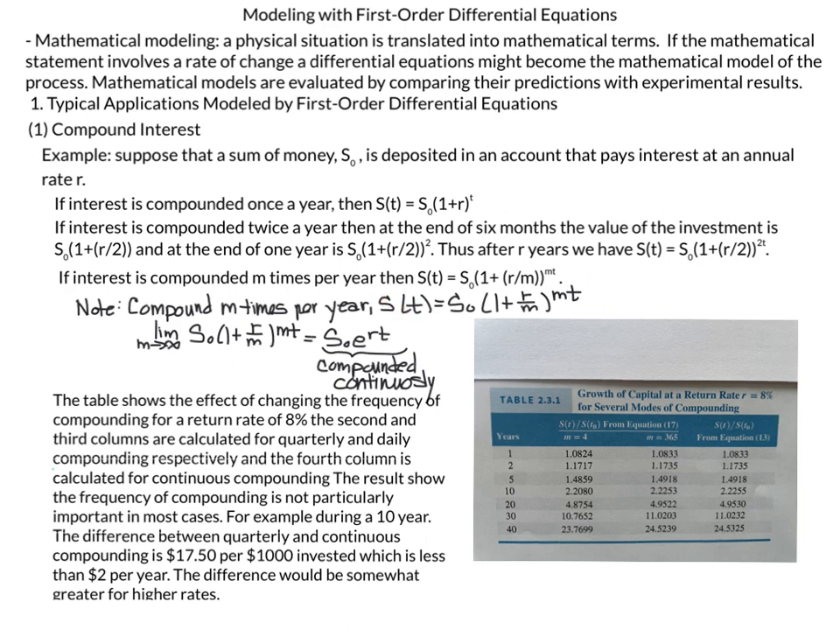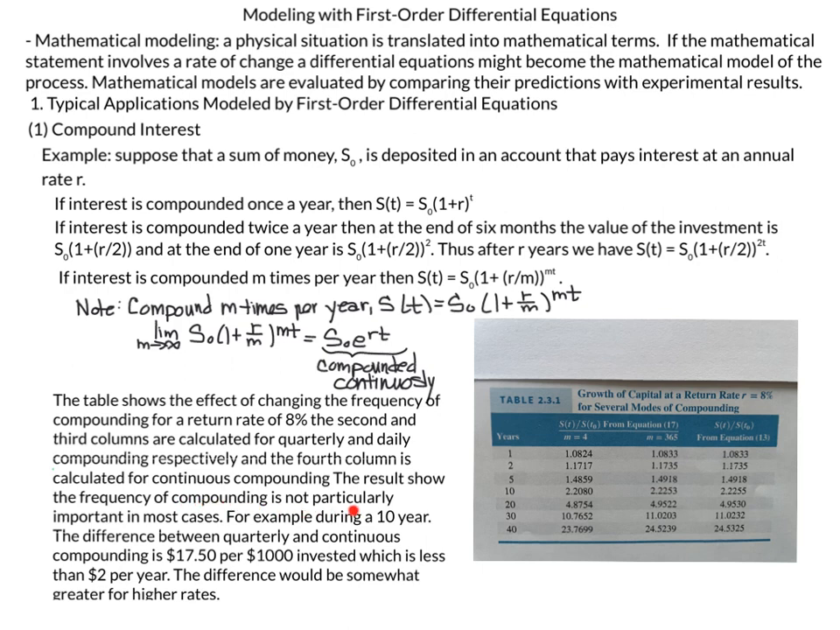But anyway, if we look at this, I didn't do all the calculations, but I put in a chart here so that you don't have to do all the calculations either. Essentially, the table shows the effect of changing the frequency of compounding for a rate of return of 8%. The second and third columns are calculated for quarterly and daily returns. Here we have quarterly because m, the number of times per year, is 4. Here m is equal to 365. This is a daily return.